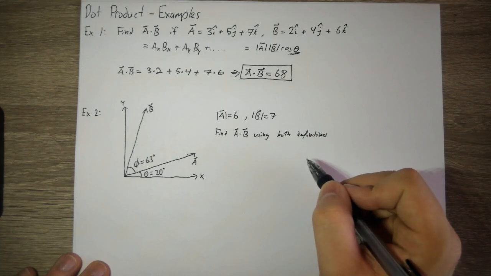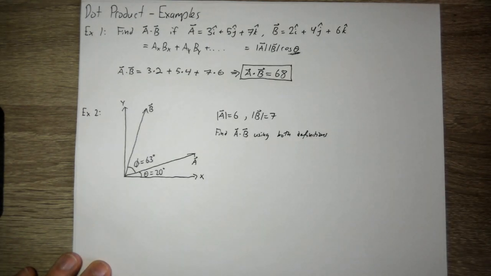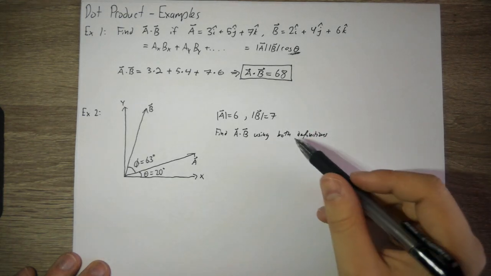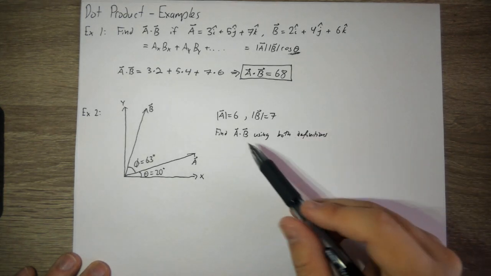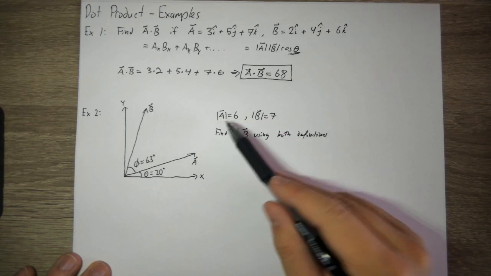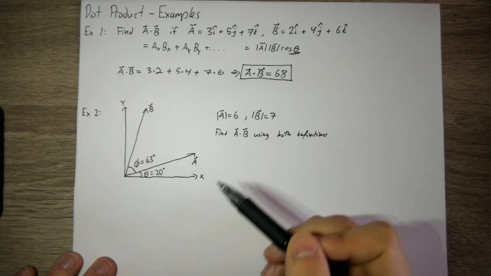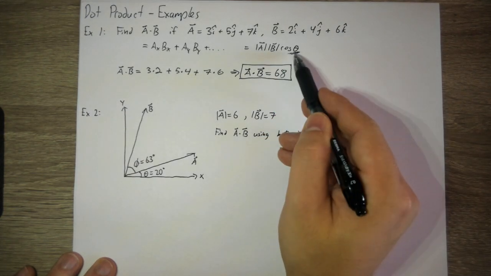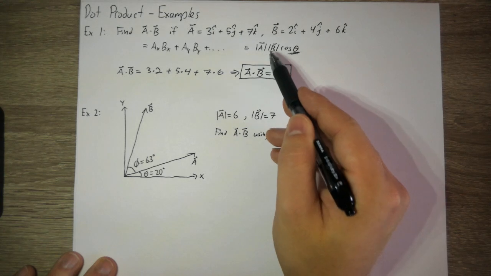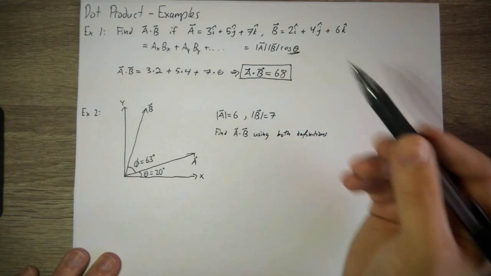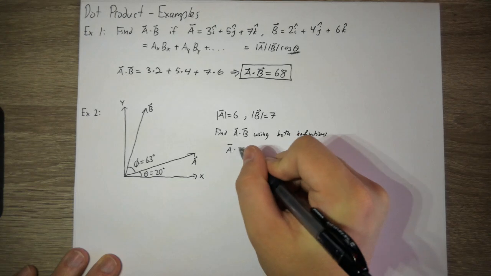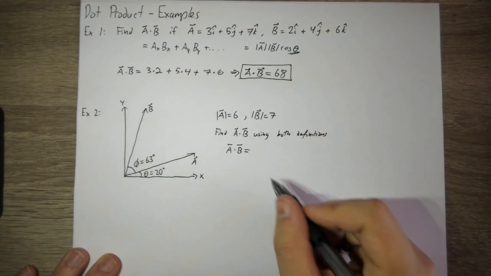So let's do that. Let's first look at what the easiest solution would be. We have the magnitudes and we have the angle between the two vectors. What that means is we can just plug numbers straight into the geometric definition. So that's our easiest solution, so let's do that first.